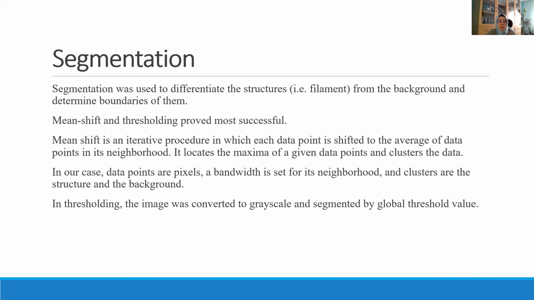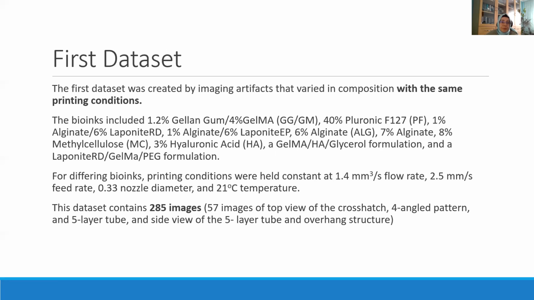Segmentation was used to differentiate the structure from background and determine boundaries of them. Mean shift and thresholding proved the most successful. Mean shift is an iterative procedure in which each data point is shifted to the average of data points in its neighborhood. And in our case, data points are pixels. A bandwidth is set for its neighborhood, and clusters are the structure and the background. In thresholding, the image was converted to grayscale and segmented by a global threshold value.